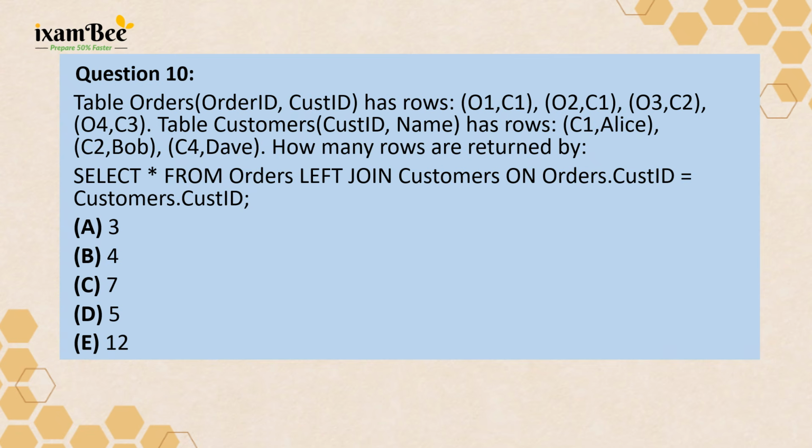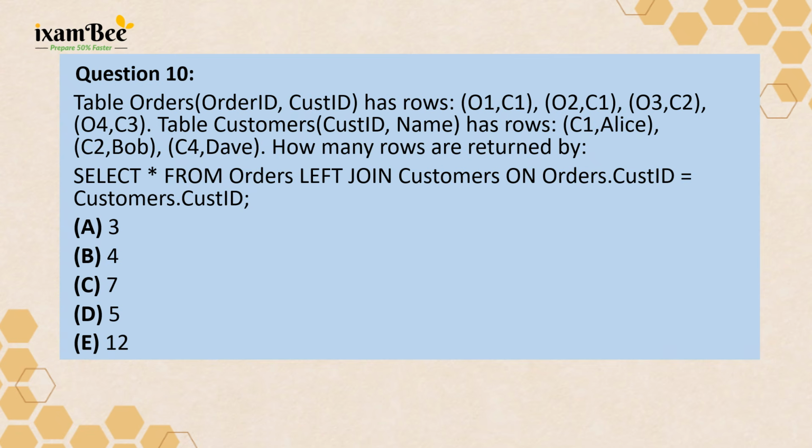Now in this question, table orders with order ID and customer ID has rows O1 C1, O2 C1, O3 C2, O4 C3. Table customers with customer ID and name has rows C1 Alice, C2 Bob, C4 Dave. How many rows are returned by select asterisk from orders left join customers on orders.customer ID equal to customers.customer ID.